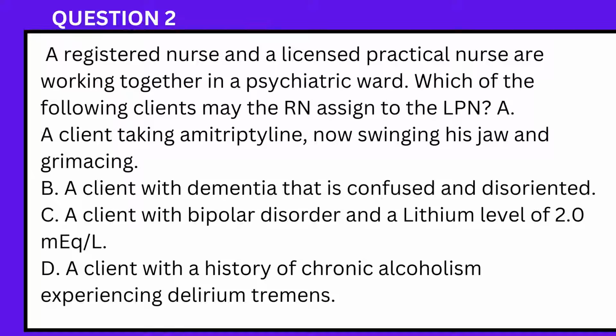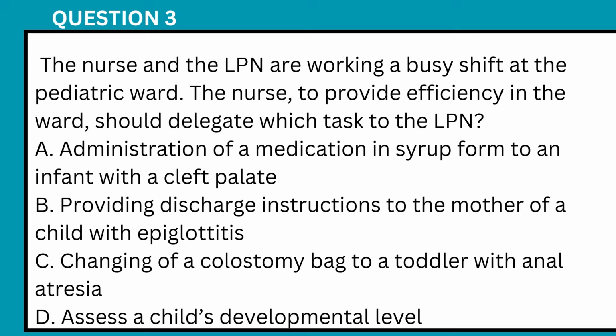So the best option that should be delegated at this point is option 2, which is B, the client with dementia that is confused and disoriented. That is the best option the nurse can delegate. So using that same method, let's now attend to the last question which we have.